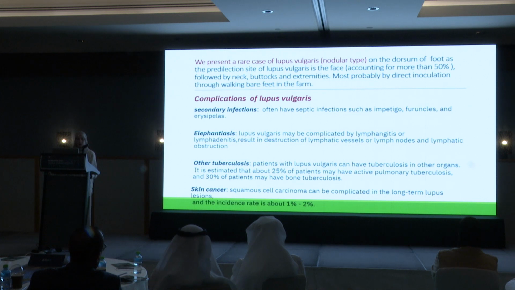Skin cancer, squamous cell carcinoma, can complicate long-term untreated lupus lesions, and the incidence rate is about 1 to 2%. However, BCC is also recorded, but less common. Another complication is the destruction or mutilation of underlying structures, especially cartilage of the face, and bone and joints, and it can cause joint mutilation.